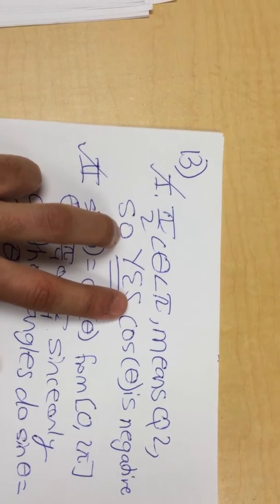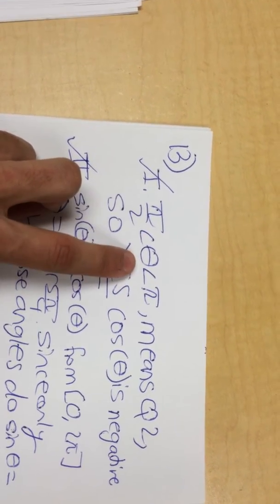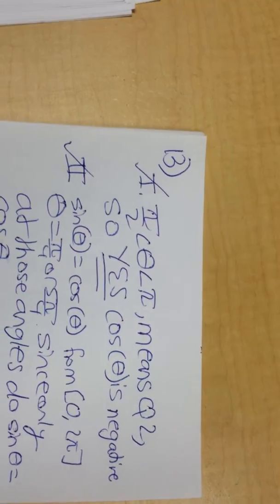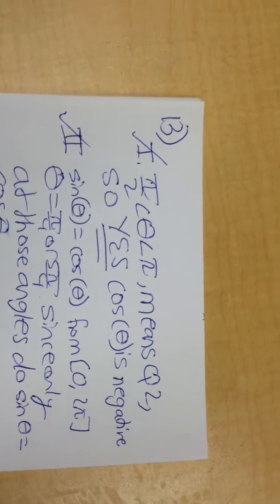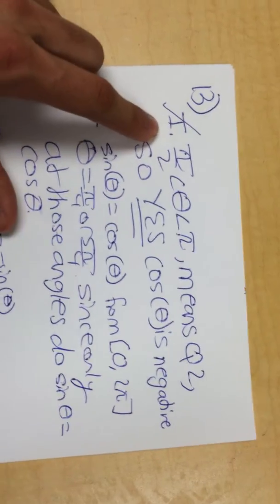cosine is negative. Well, we know that pi over 2 less than pi, in other words, theta is bigger than 90 degrees and less than 180, i.e. theta is in quadrant 2. So yes, that is true. In quadrant 2, cosine is always negative. We know this from our unit circle. So this first statement is true.